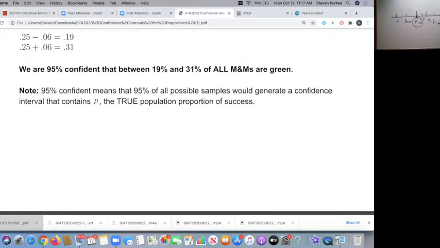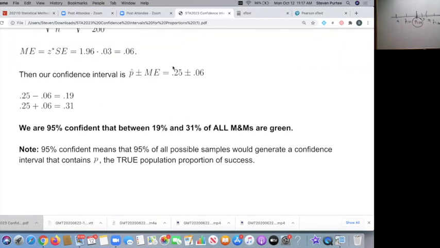First off, I've got to leave this wiggle room. The sample said it was 25%, but I've got to fudge a little bit there. I've got to hedge my bets, plus or minus 6%. And then there's the second level of uncertainty. I'm only 95% sure of either of these numbers. There's a 5% chance that we're completely wrong.